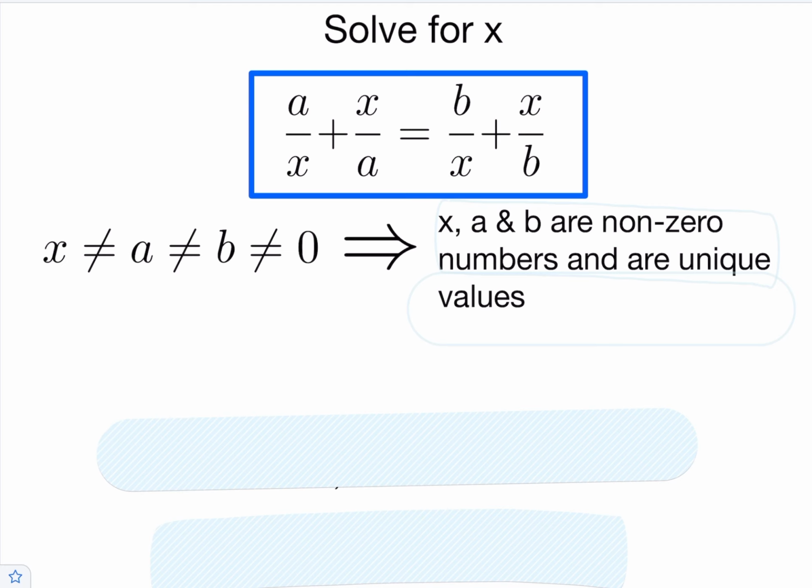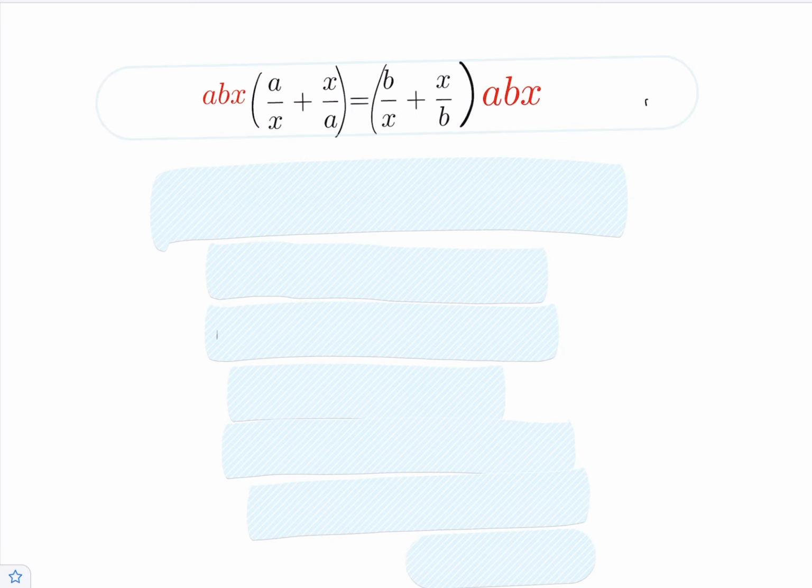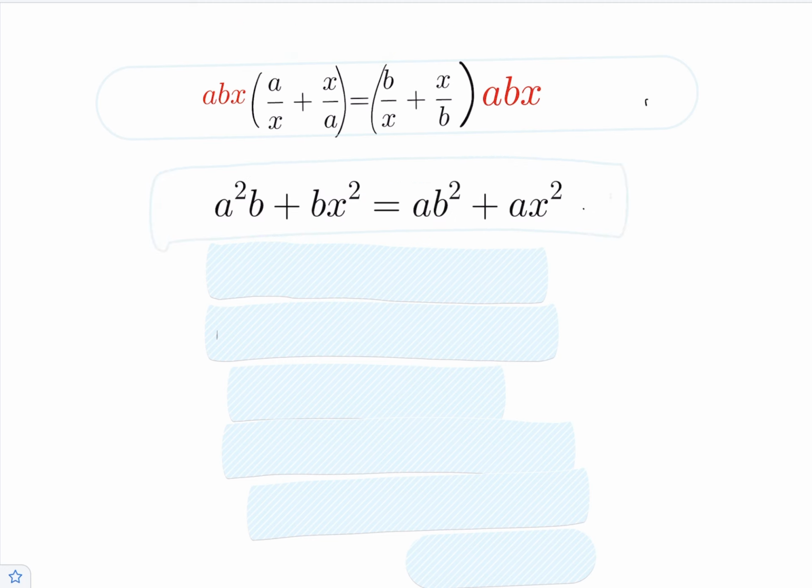All right, so first thing to do here is let's go ahead and get rid of the denominator. We're going to multiply across and get rid of all the a, x, and b values in the denominator. So again, what I did here is I multiplied across by abx, and when you multiply across by abx, you have to distribute that into the binomial, giving you the following. A squared b plus bx squared equals a b squared plus ax squared.